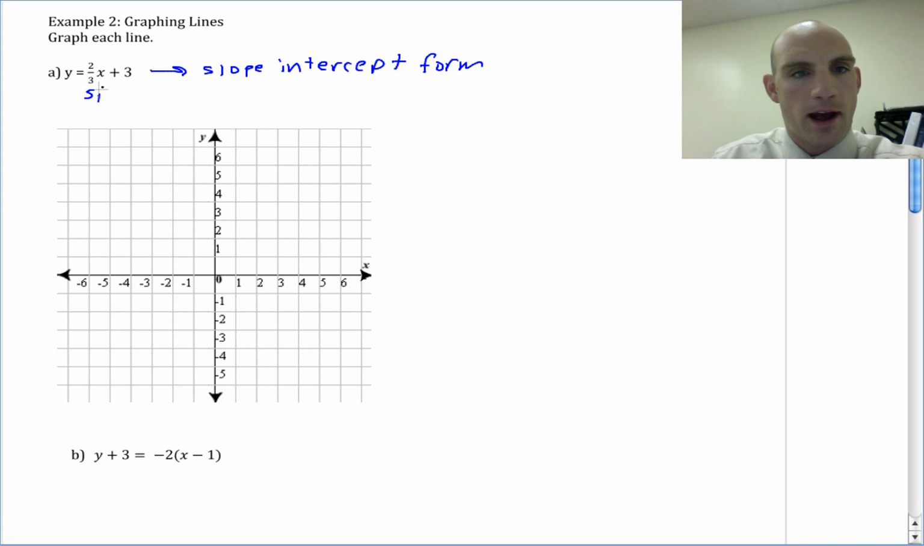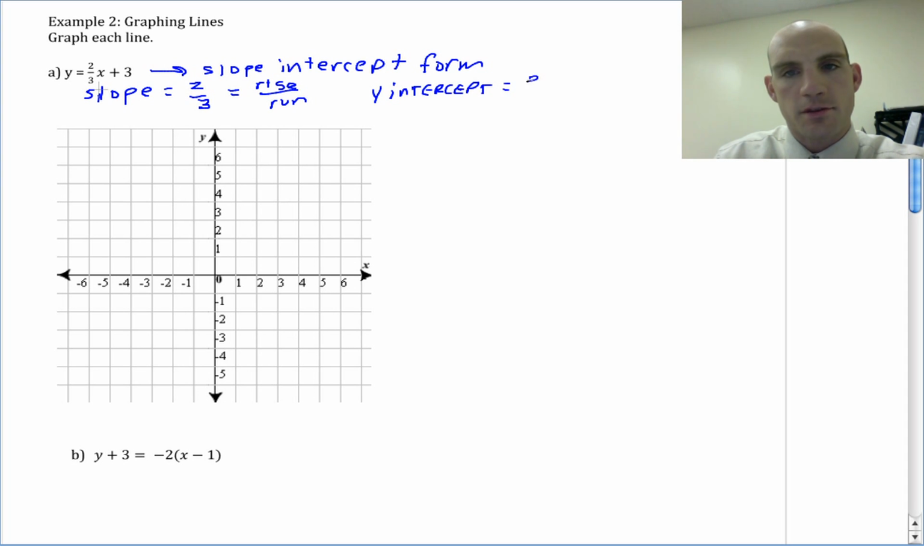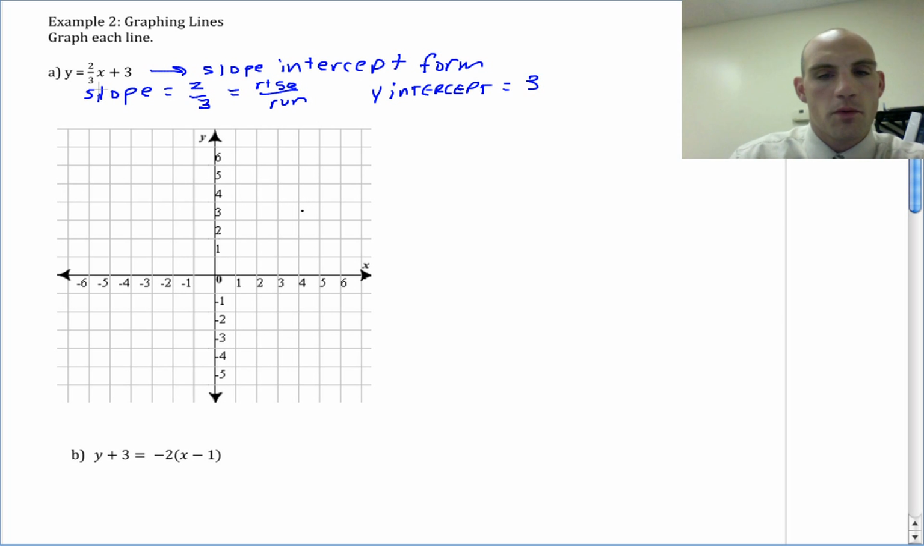And how do we use slope-intercept form? Well, what I'm going to do is I'm going to outline: slope is 2 over 3. So remember that's equal to rise over run. And my y-intercept is 3. And so how do I use that? Well, first I'm going to use my y-intercept. So I'm going to go to my y-intercept of 3. So 1, 2, 3.